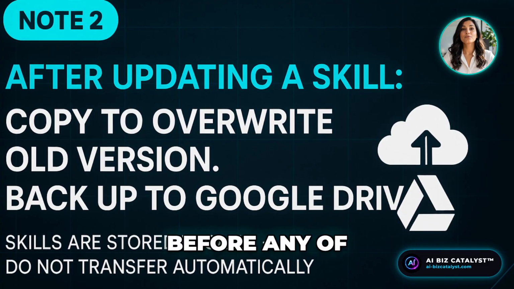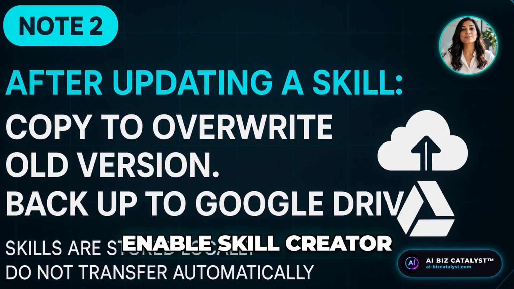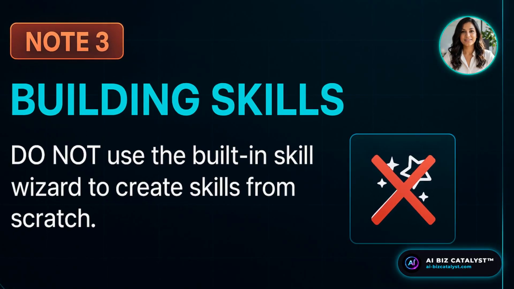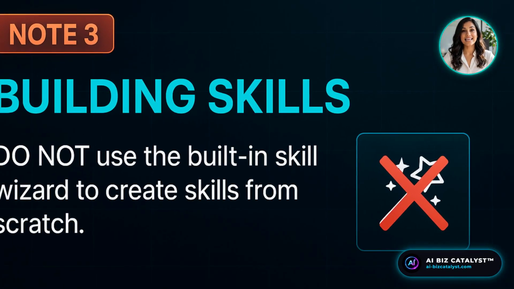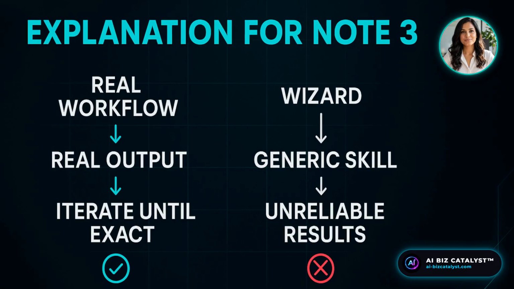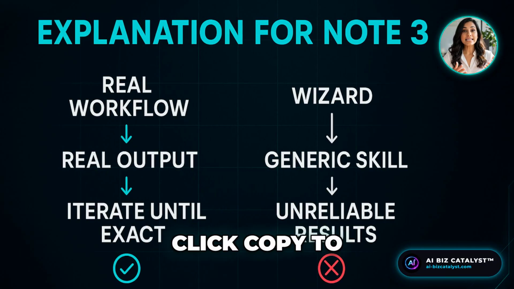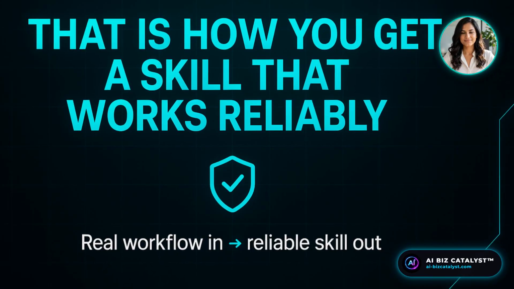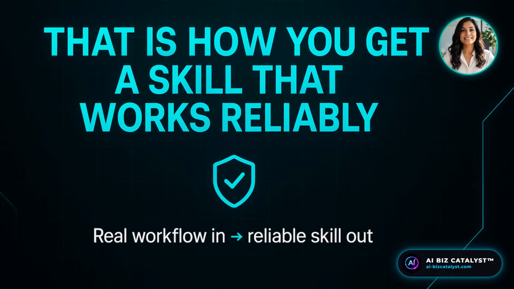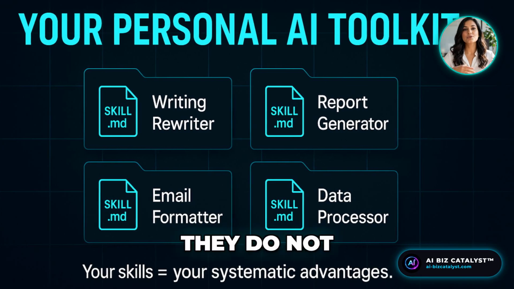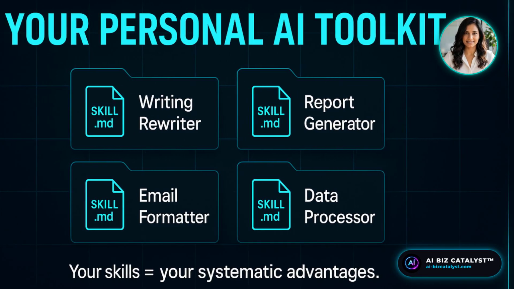Note 1. Before any of this works, you need to enable Skill Creator by Anthropic. Go to Customize, then Skills, and enable it here. Note 2. After you update a skill, click Copy to overwrite the old version. And back it up to Google Drive. Skills are stored locally. They do not transfer to a new machine automatically.